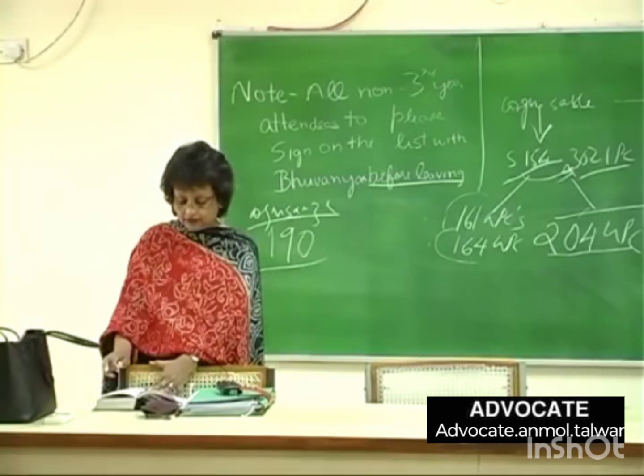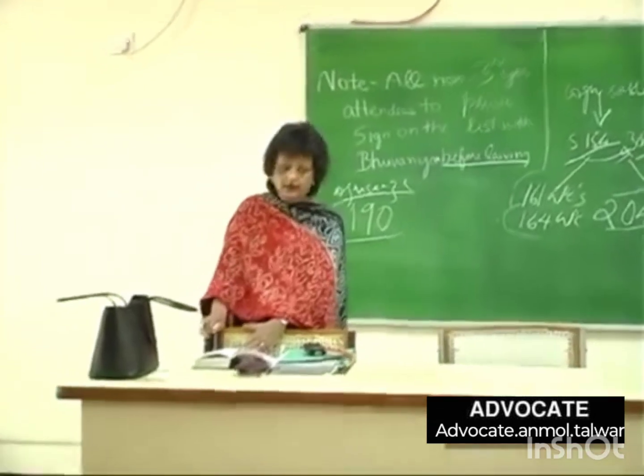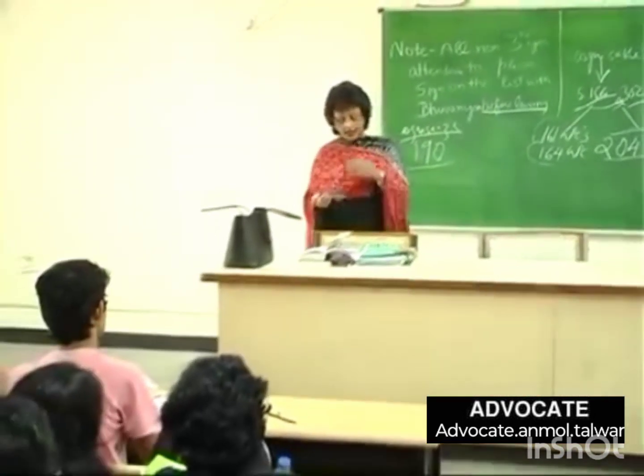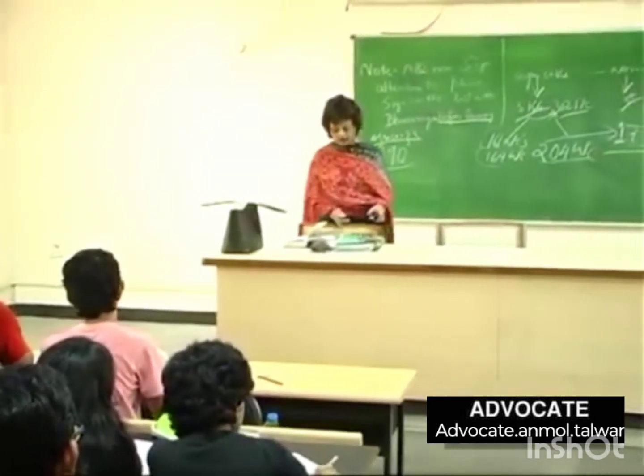A. Upon receiving a complaint of facts which constitute such offense. B. Upon a police report of such facts. C. Upon information received from any person other than a police officer or upon his own knowledge that such offense has been committed. Now the first one is, so there are three areas, three different places where a magistrate can take cognizance.